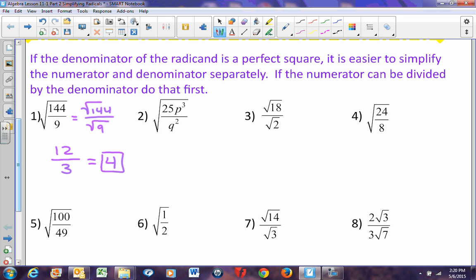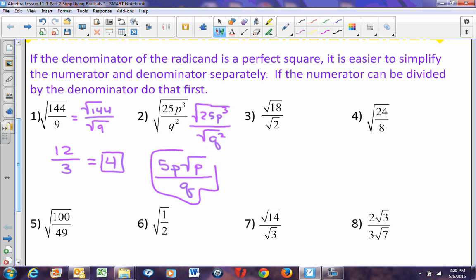Number 2, the square root of 25p to the third over q to the second. Well, I happen to know that I can separate this as the square root of 25p to the third divided by the square root of q to the second. And I know that the square root of 25 is 5, and I can take one of those p's out, and I'm left with one of them underneath the radical. And on the bottom, I can take out one of the q's. And at that point in time, I'm done here because I can't simplify this anymore. And there's no radical in the denominator.